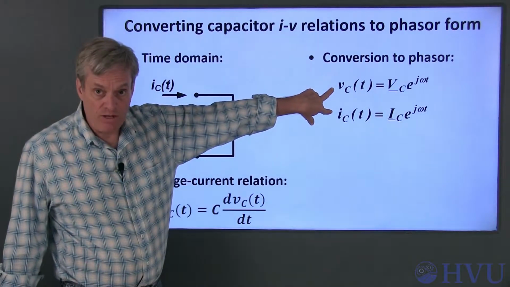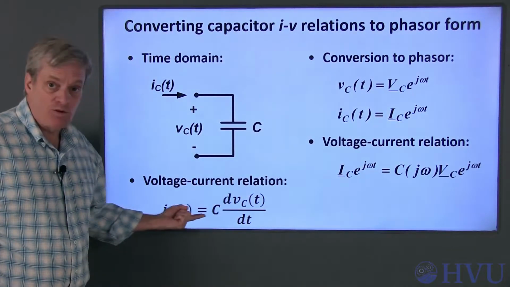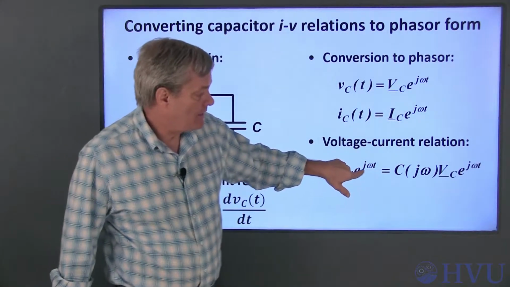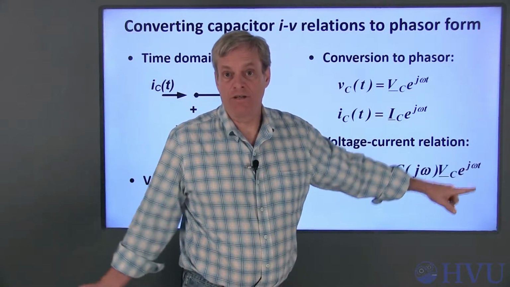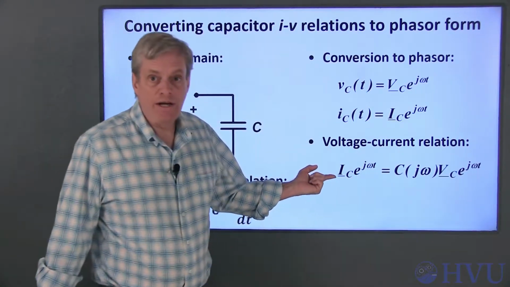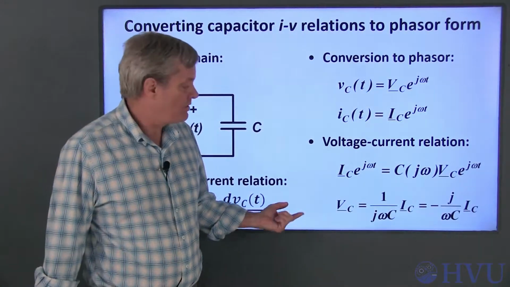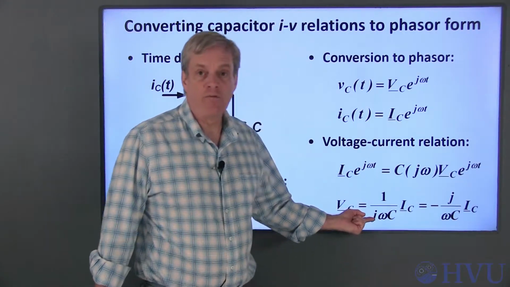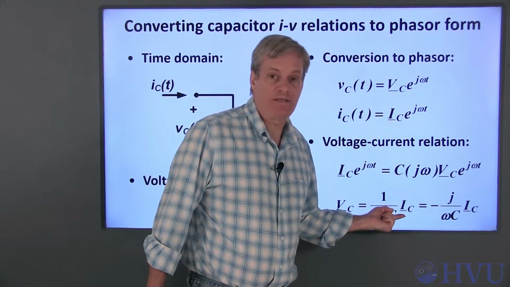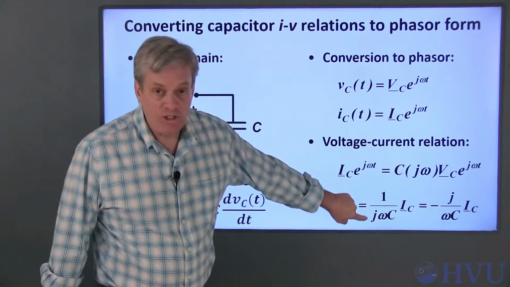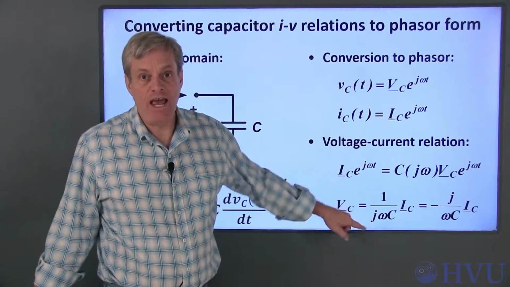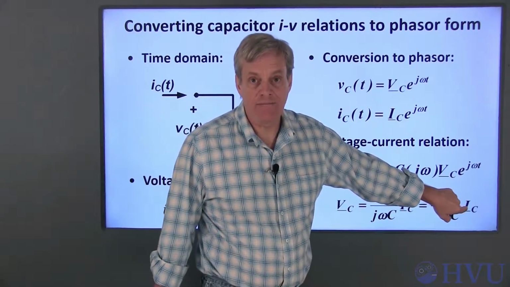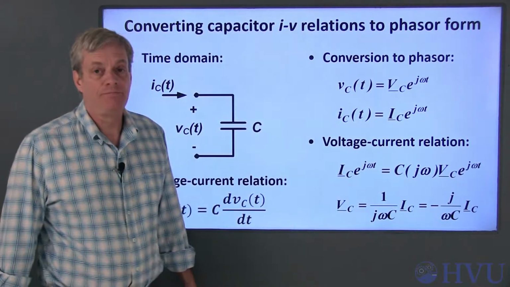If we substitute these relationships into the time domain voltage-current relationship, we get this. The e to the j omega t terms cancel out as usual. If I solve the equation for the capacitor voltage phasor, we get V_C is equal to 1 over j omega C times I_C. Since 1 over j is equal to the negative of j, this is also equal to the negative of j over omega C times I_C.